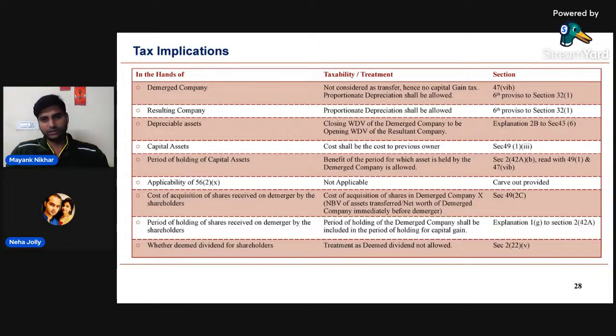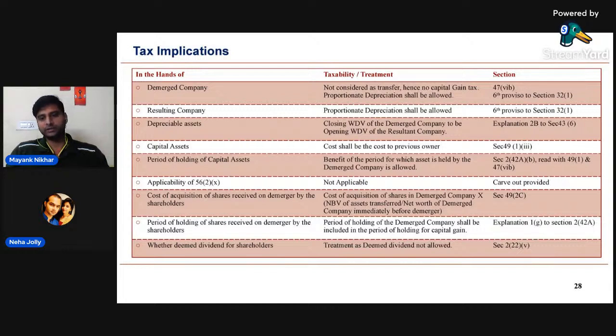Obviously, for capital assets, the cost of the previous owners shall be considered. Period of holding, obviously, of previous owners shall be considered. Under 56(2), it does not fall under property. Cost of acquisition of shares on demerger by the shareholders. Now, this is an important point. So, cost of acquisition of shares which shall be received on demerger by the shareholders.